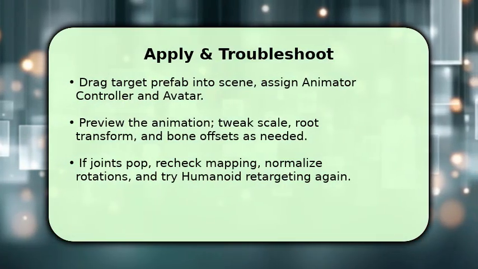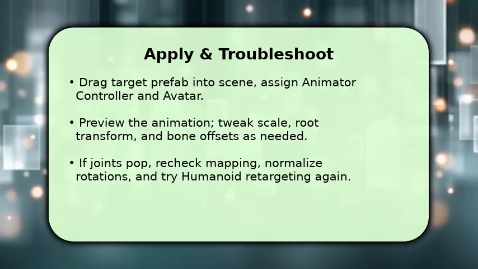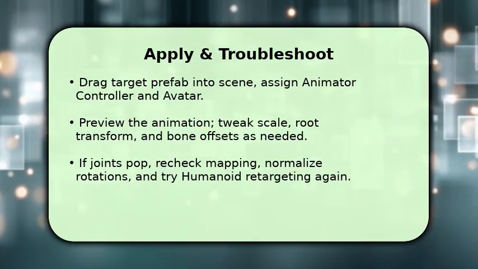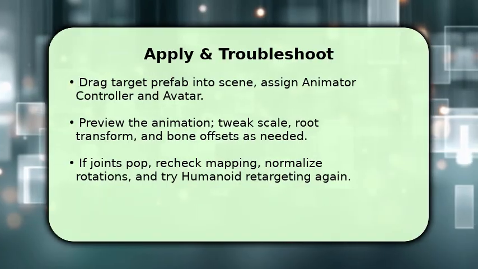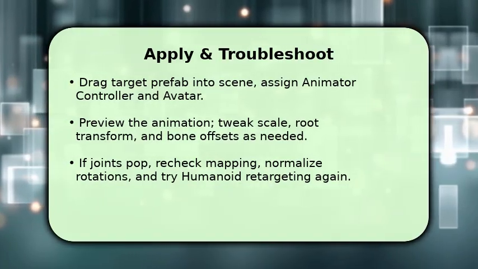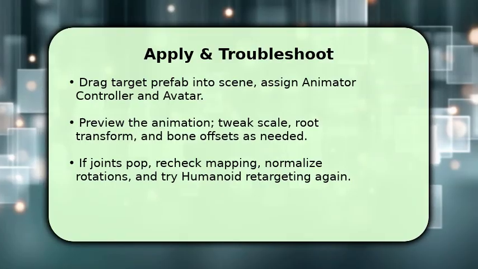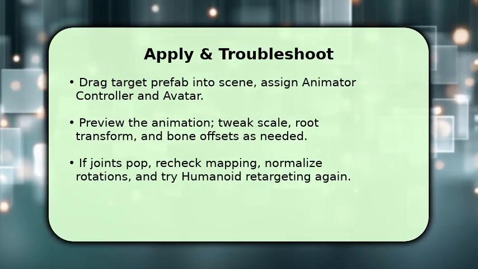Finally, place your target in the scene and assign the animator controller and the newly created avatar. Play the scene to observe the retargeted motion. Watch root position and limb orientations closely and adjust avatar or import scale if limbs slide.